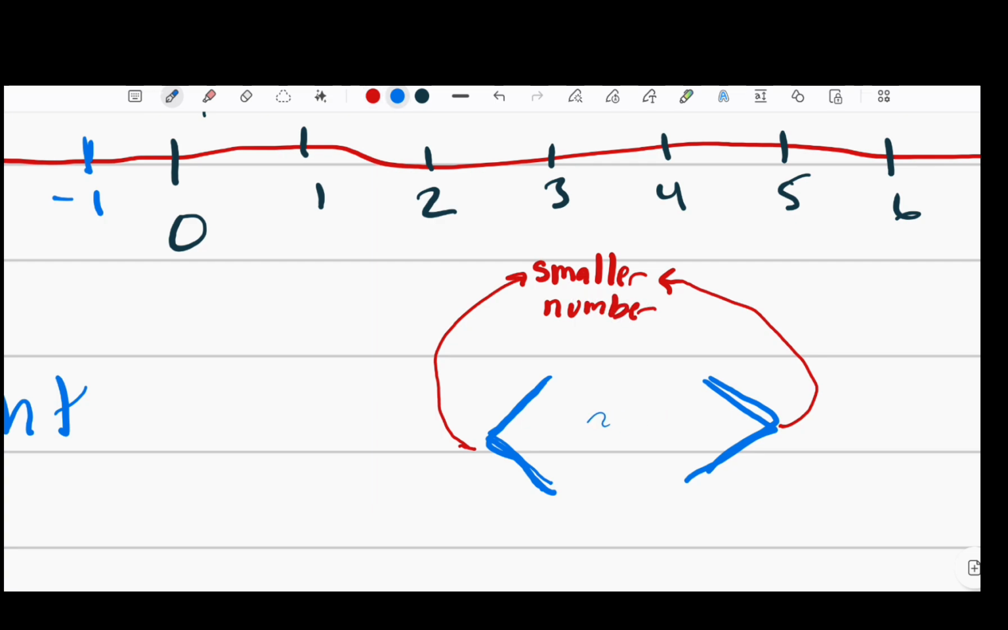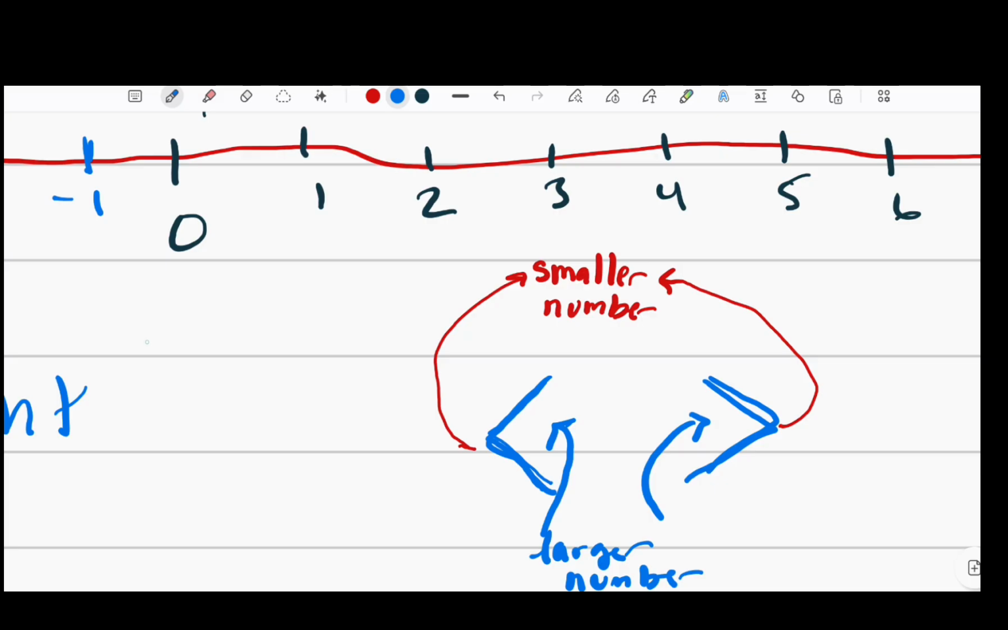But vice versa, this open end should point to the what? The larger number. It should always point toward the larger number. All right? Your open end should always go to the opening. All right, let's try it out.